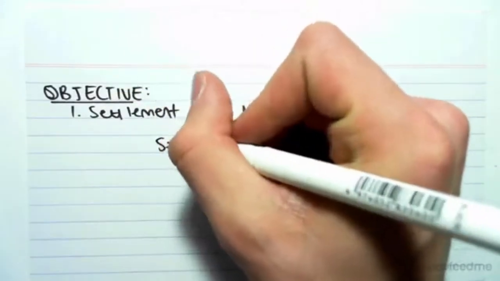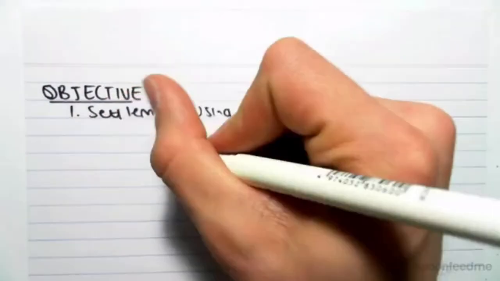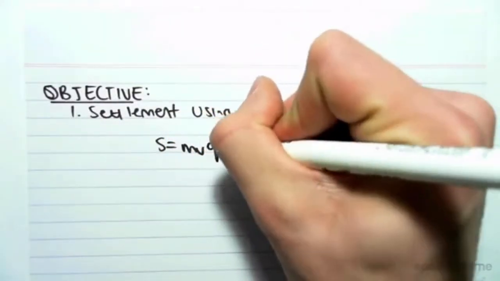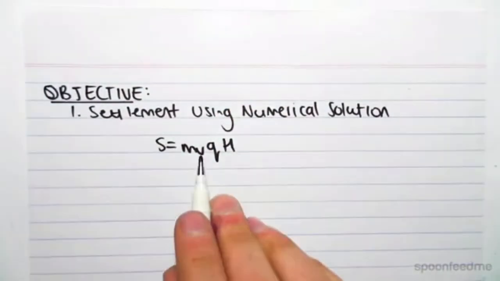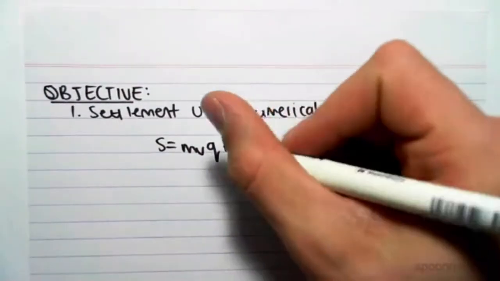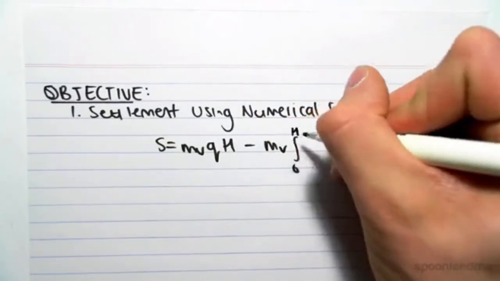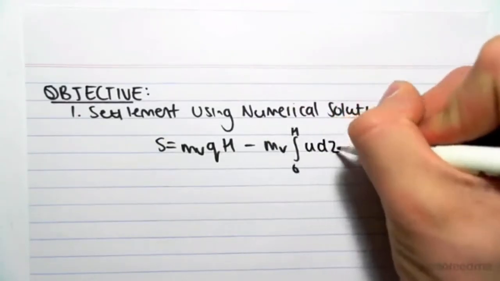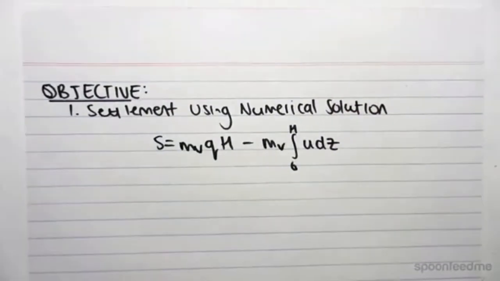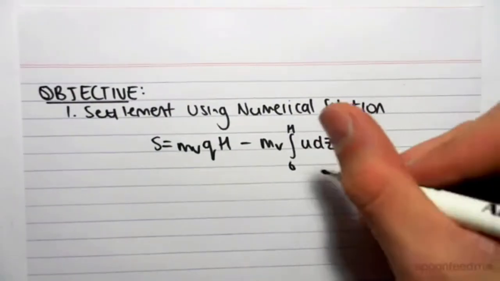Settlement equals... this formula is just for the numerical solution. You wouldn't be able to use this in any other circumstance. So it equals m_v q h minus m_v times the integral from 0 to h of u dz. It looks very hard, but it's very simple. We just need to define what all these things are.